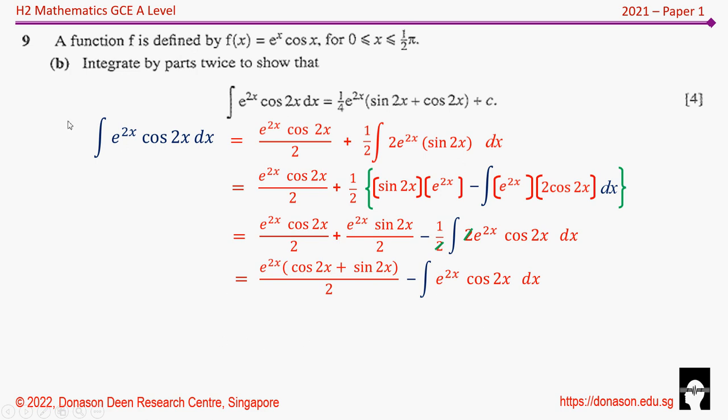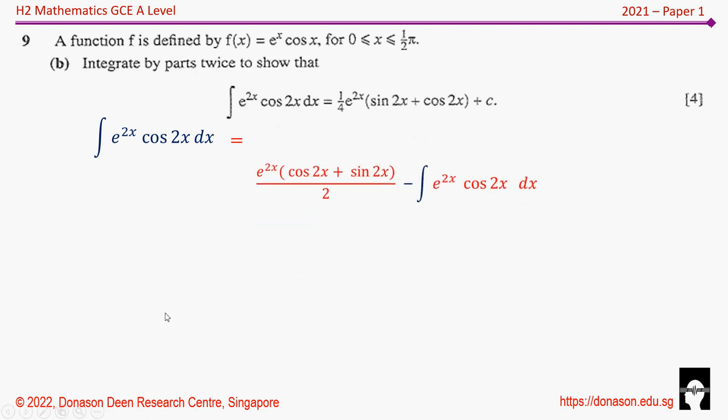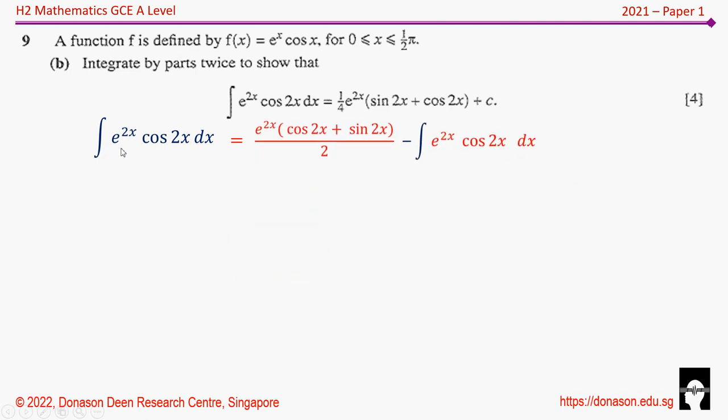Now I want you to take note, this and this look exactly the same. So we have the integral of e to the power of 2x cosine 2x dx here, and we also have the integral of e to the power of 2x cosine 2x dx over here, and of course this is with a negative sign. If I take this entire thing and throw it over to the left side, there's going to be 2 of this, so it would become twice the integral of e to the power of 2x times cosine 2x dx. And since I have already brought this over to the left side, on the right side we simply have e to the power of 2x times cos 2x plus sin 2x over 2.